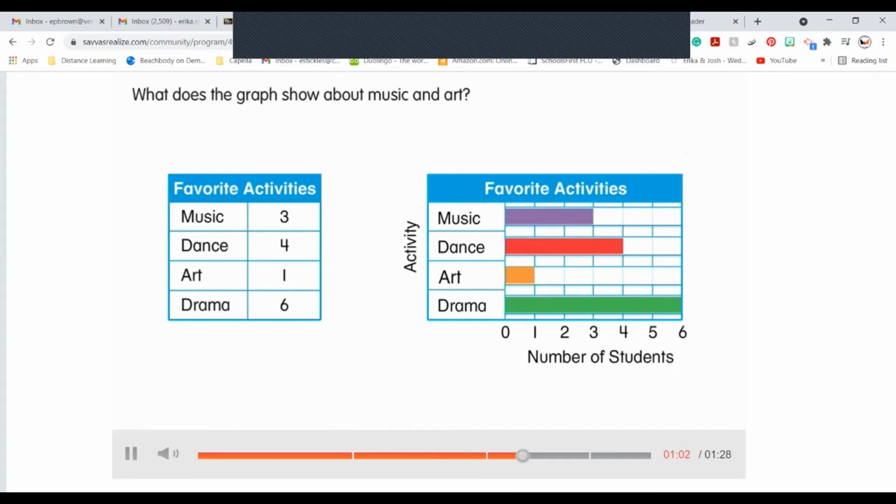What does the graph show about music and art? The graph shows that there are 3 children that like music because there's 3 boxes filled in on the bar graph, and it shows 1 box filled in for art, so that means there's 1 child who chose art as their favorite activity. The graph shows that 3 children like music and 1 child likes art.